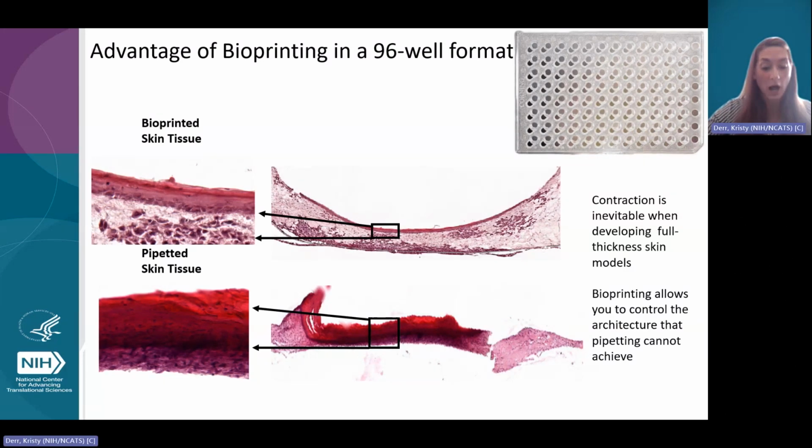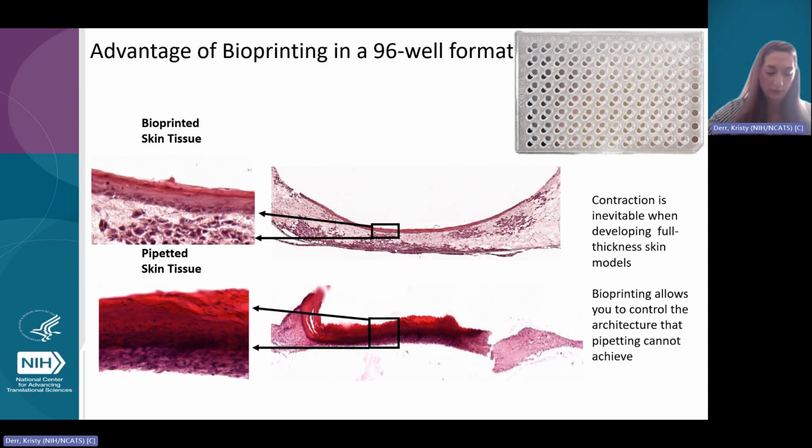Here, I really want to highlight the advantages of bioprinting. When you start to miniaturize your tissues and go down to a smaller well format, like I was explaining before, contraction, especially in skin tissue, is inevitable. So the smaller well format doesn't give you much grace when it comes to contraction. But with bioprinting, you can really control the architecture.